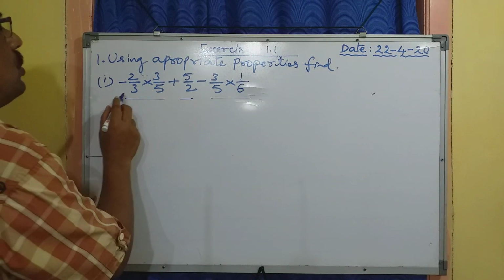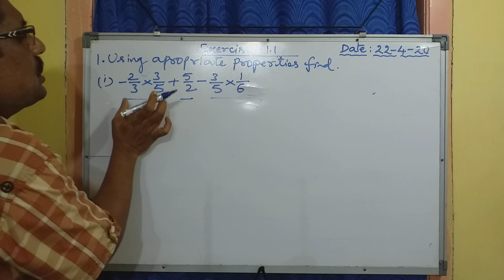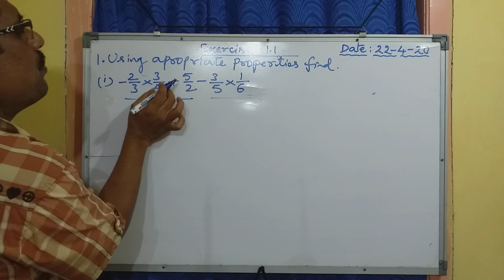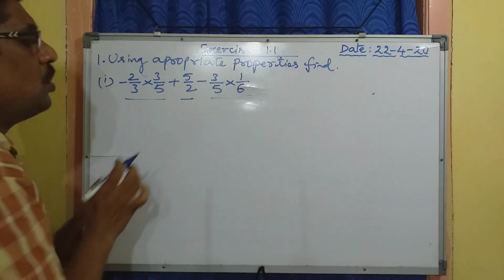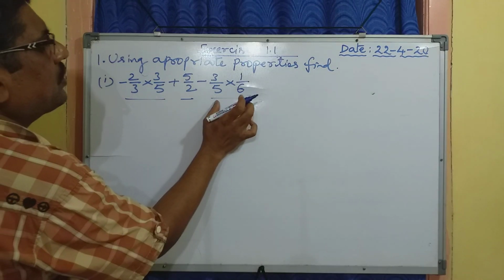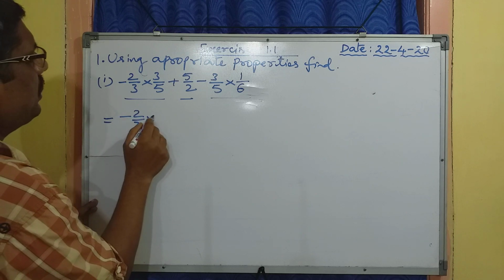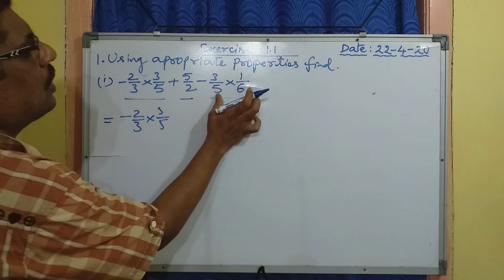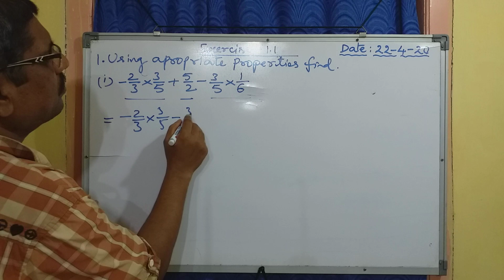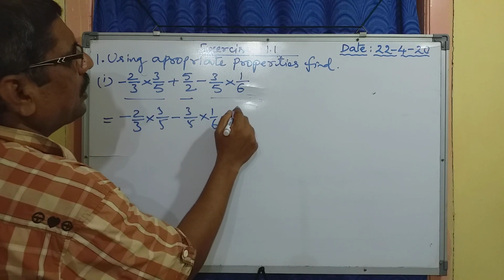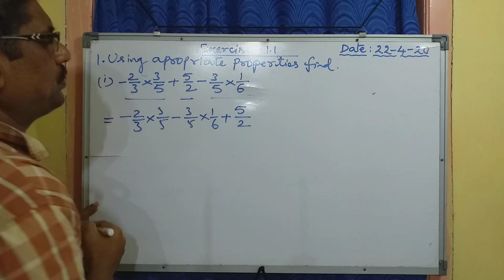Among these three terms, the first and third terms have the same numerical value, 3 by 5 and 3 by 5. So let us write the first part and third part side by side. Minus 2 by 3 into 3 by 5, then the third part after this, minus 3 by 5 into 1 by 6, and send the second part to the end, 5 by 2.